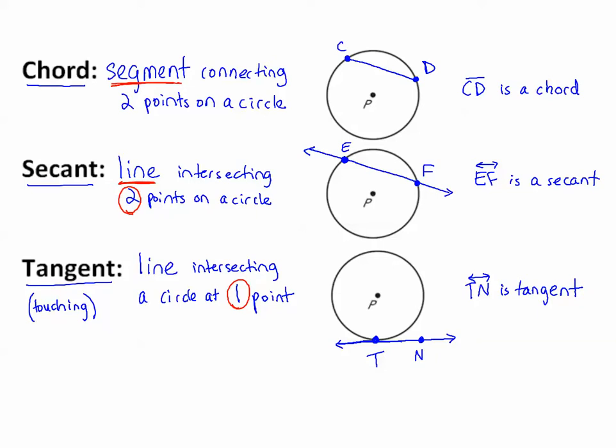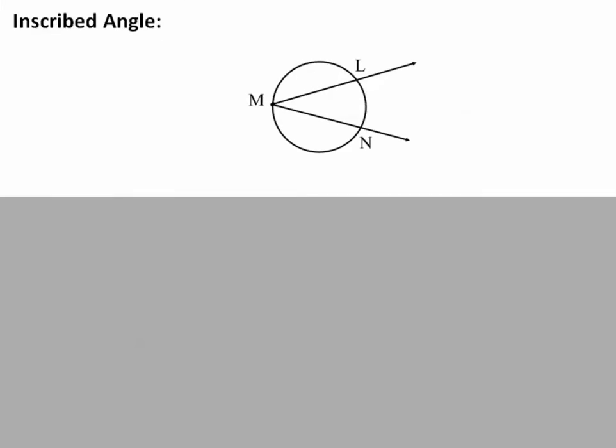So now that you know some more lines and segments related to circles, let's go ahead and apply them. Inscribed angle. An inscribed angle is an angle, obviously, but this time the vertex is on the circle. Notice in this picture the vertex of the angle is on the circle, unlike a central angle where the vertex was the center. Now the sides of this angle I drew as secants, although they can really be any types of lines.